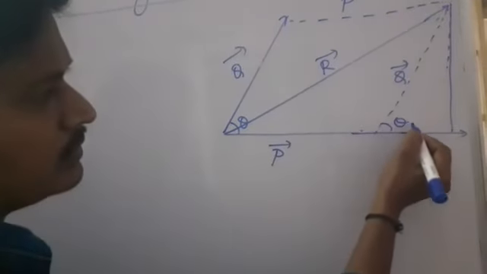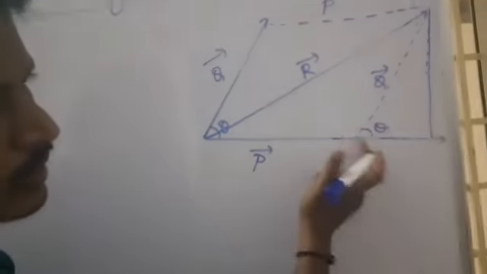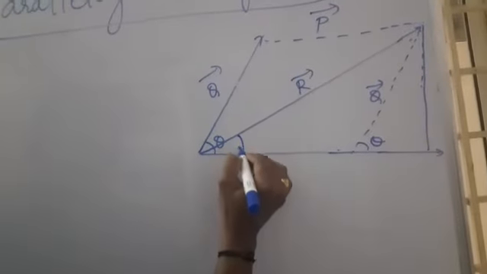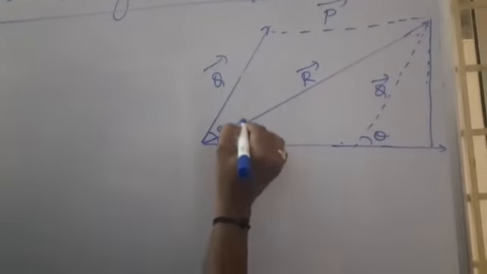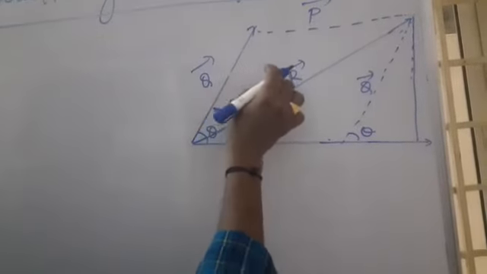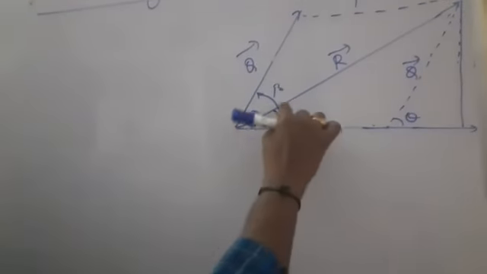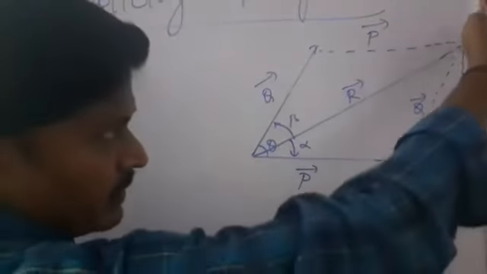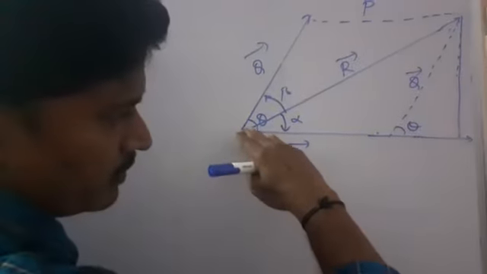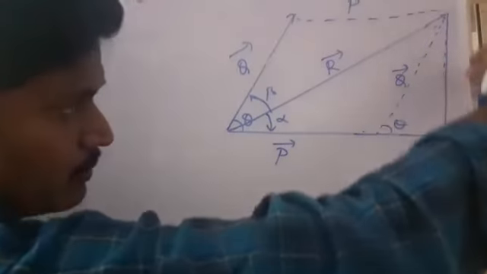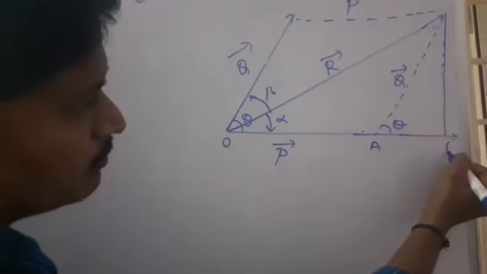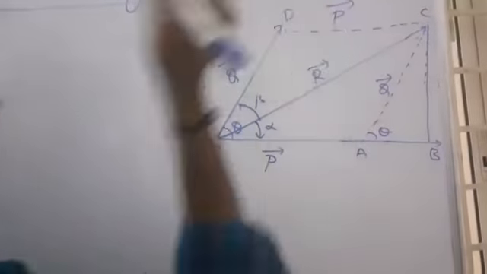So here theta is the angle between the Q vector and the P vector. The resultant vector makes an angle alpha with P bar, and the same resultant makes an angle beta with Q bar. Now we are going to find this resultant. For that purpose we extend this vector and draw one perpendicular, and then we get one right angle triangle. This is O, A, B, C, D.